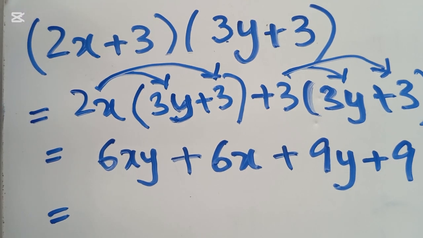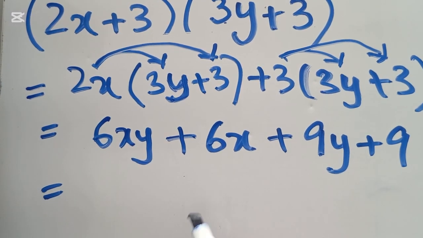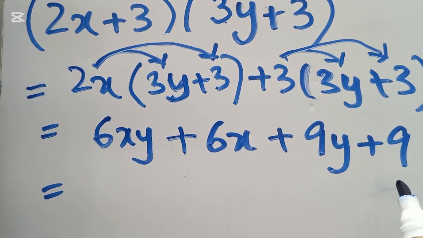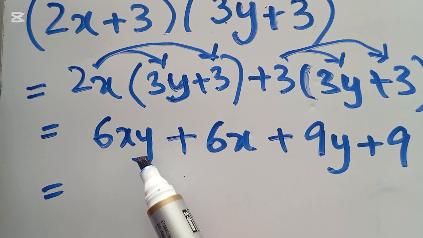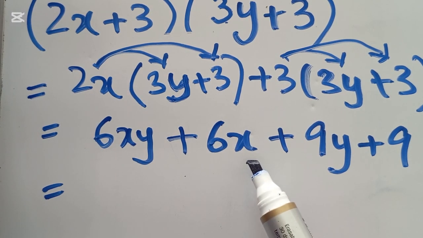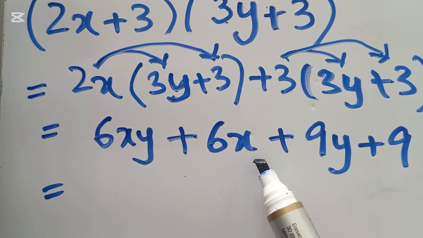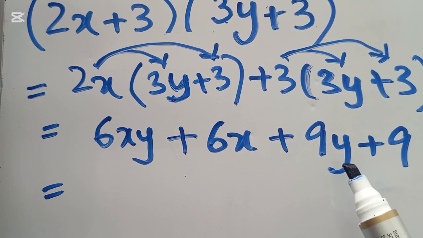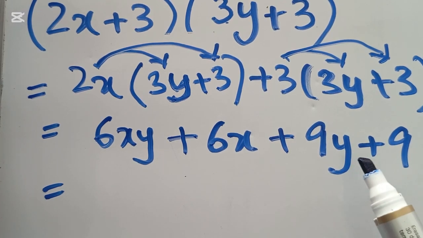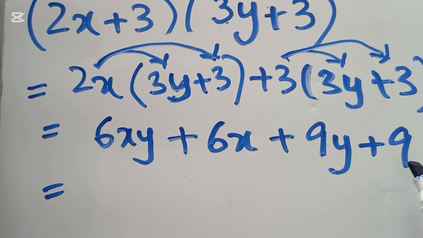So search out the like terms, and possibly there is no like term over here because xy is a different term, this x is different, and there is no more x term. This y variable is different, and there isn't any other term which contains y, and this constant is also alone. There isn't any other constant in this polynomial. So this is the answer.